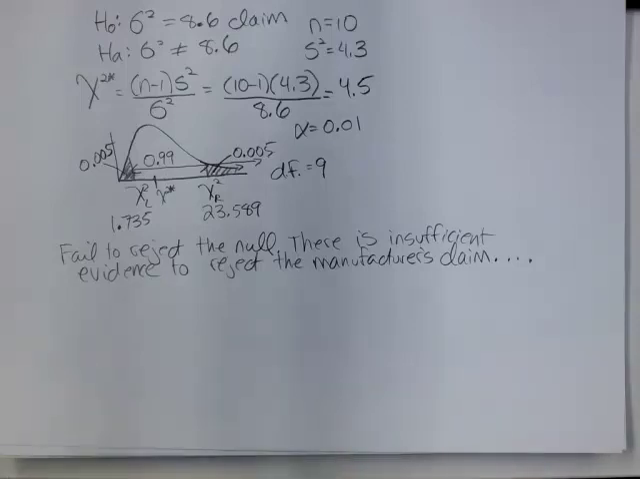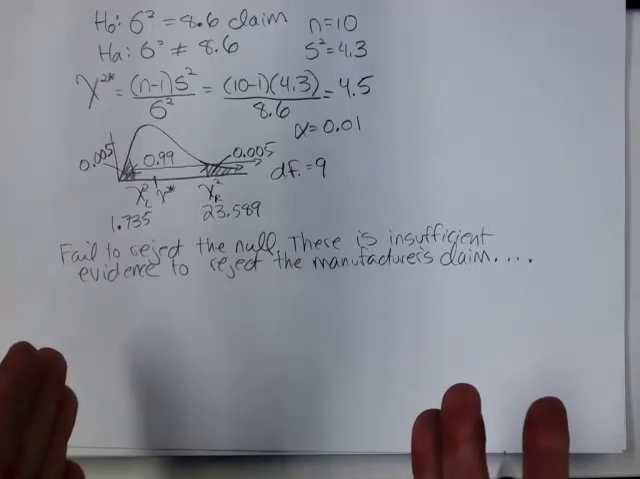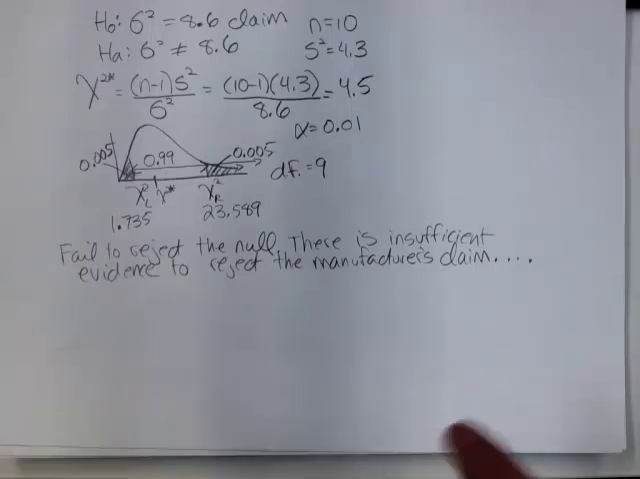I can't go and do this in the calculator, so I'm going to go ahead and do this in StatCrunch. So we can get the p-value.